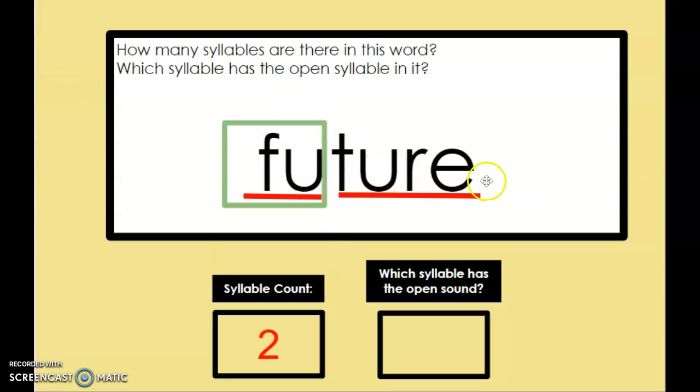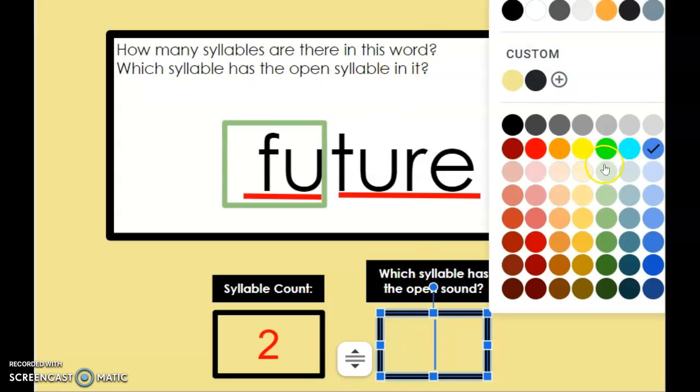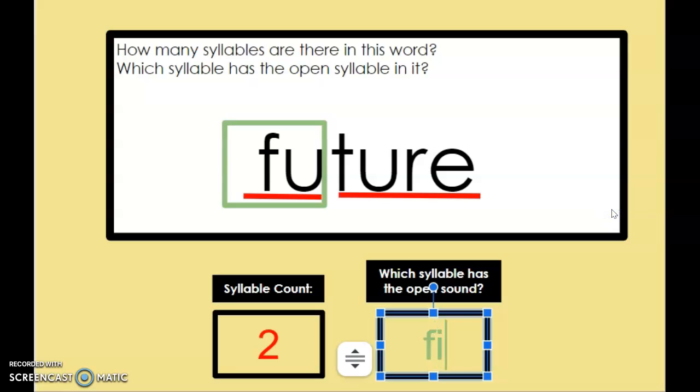But cher, that sound is not a long vowel sound. So this one's a little bit of a trick. It's got that silent E. So it's only in the first syllable. That is our open syllable sound, our first syllable.